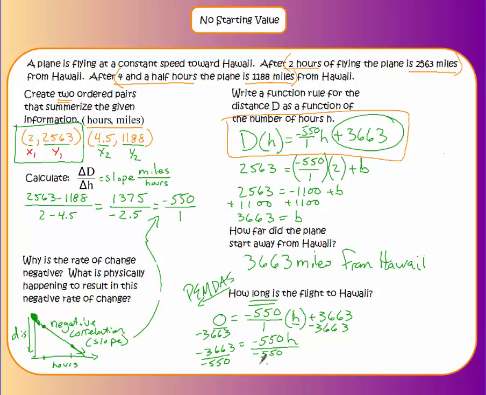Okay, let's bring all this work over here. What happened? These cross off, leaving me with just h. And negative 3,663 divided by a negative 550 gives me approximately 6.7. And so that tells me it took about 6.7 hours to get to Hawaii.